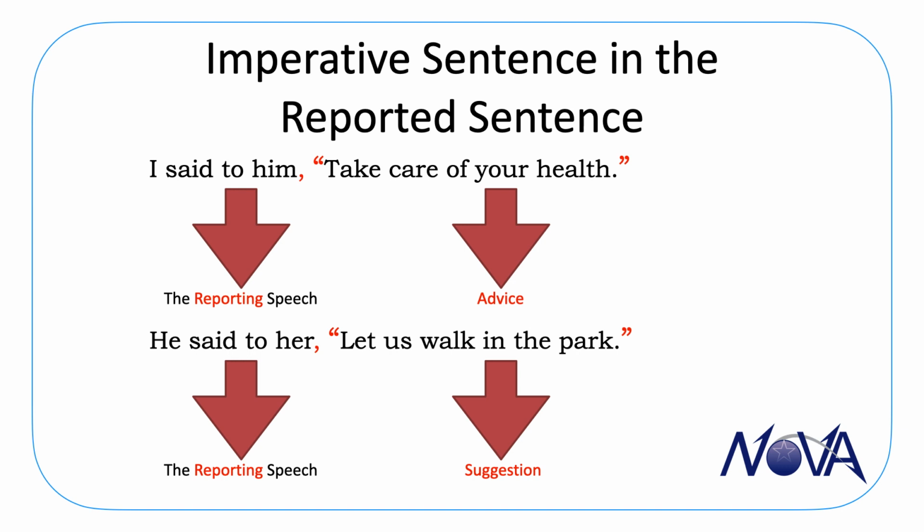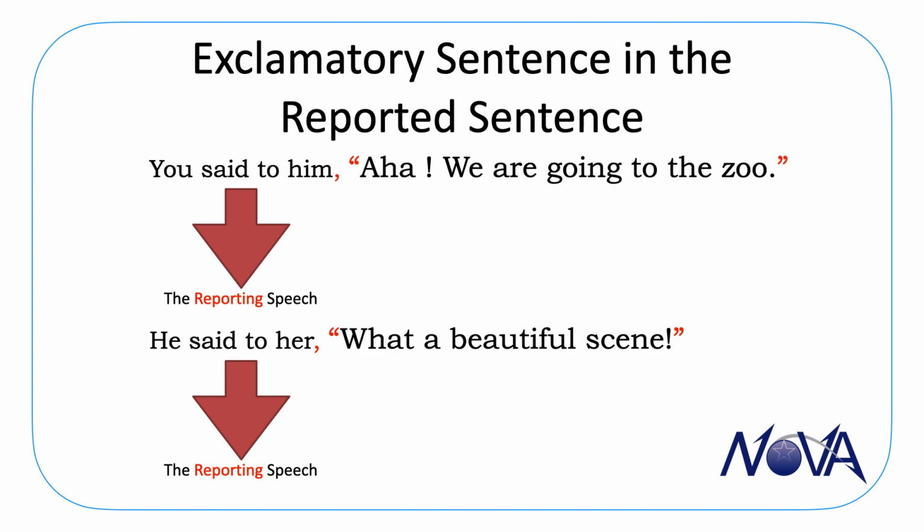In further examples, we will see that there can be other possibilities of different kinds of the sentence appearing in the reported speech, like what we see on your screen, two sentences. I read the first one for you. You said to him, "Aha! We are going to the zoo." In this case, you know that the reported speech contains an exclamatory sentence starting with an interjection.